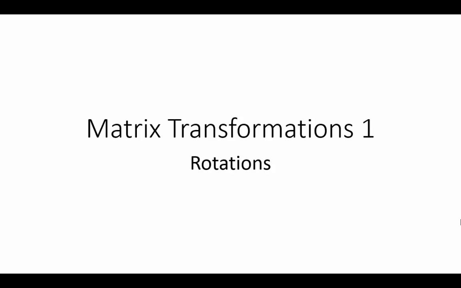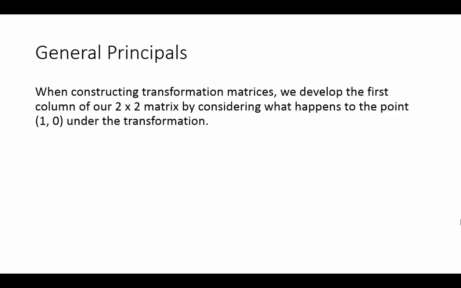In this first video on matrix transformations, we'll be looking at rotations. So the general principle when constructing our transformation matrices is that we develop the first column of our 2 by 2 matrix by considering what happens to the point (1, 0) under the transformation. Now some of you might think of that in terms of the i vector.